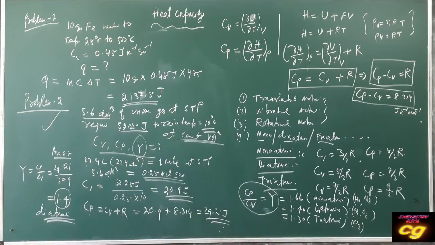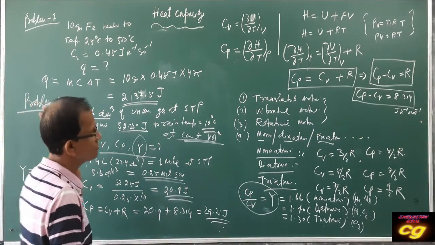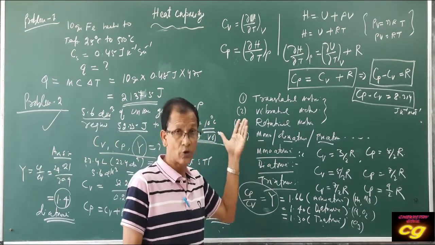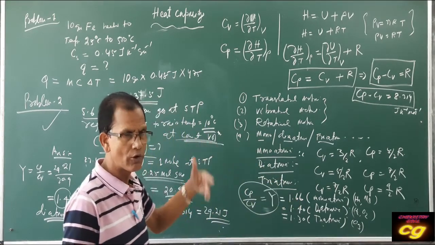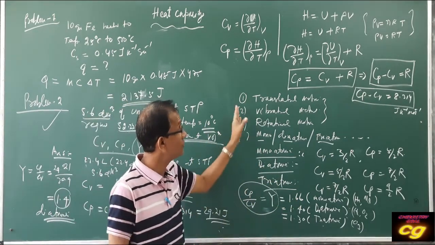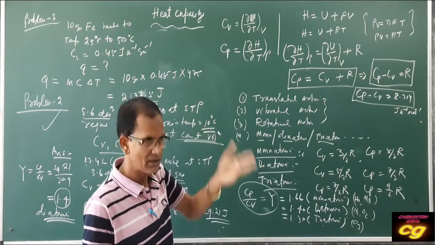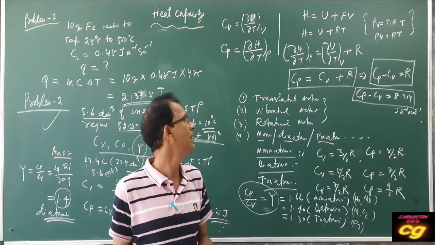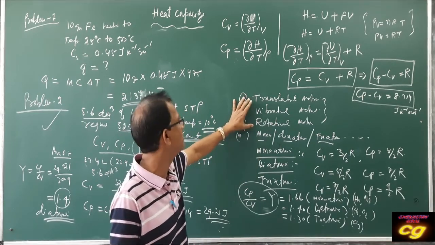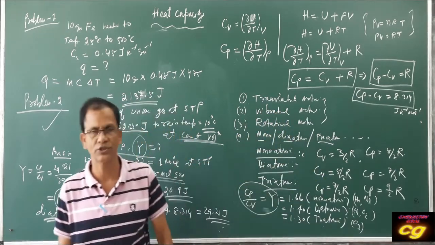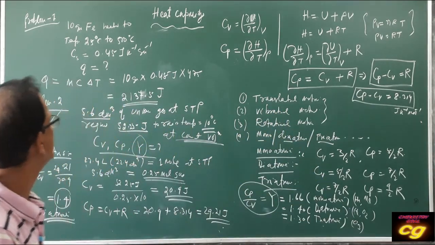So this is regarding the important concept of molar heat capacity, specific heat capacity, the relation between Cp and Cv, and how we can know the atomicity of a gas, whether monoatomic or diatomic, from the gamma value. The energy associated with a gaseous system depends upon three motions: translational motion, vibrational motion, and rotational motion.